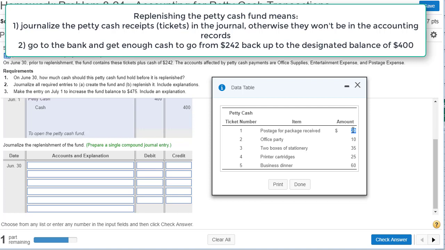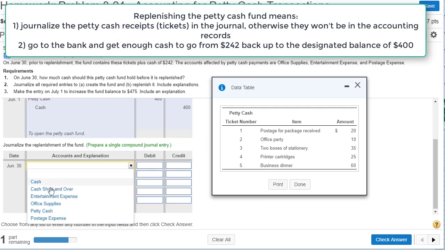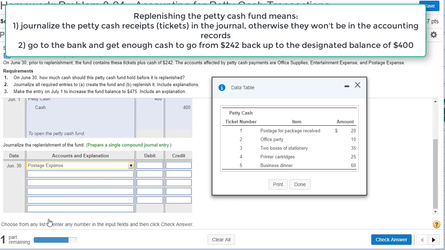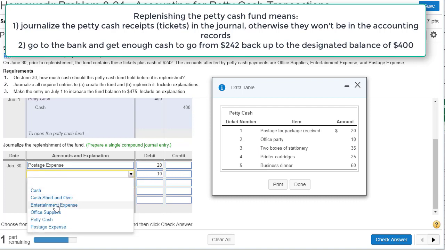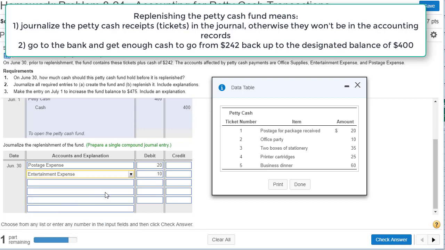So let's see what the $20 was for postage. So let's see what they got here. So that's going to be a postage expense. And expenses, of course, increase on the debit side. $20. We've got an office party for $10. Let's see what kind of accounts they have for our office party. That's entertainment expense. And then you got 2 boxes of stationery for $35.